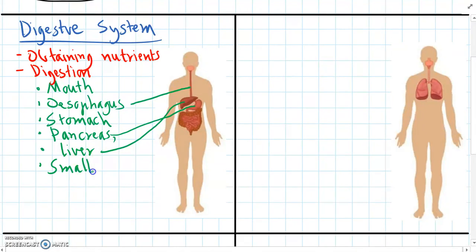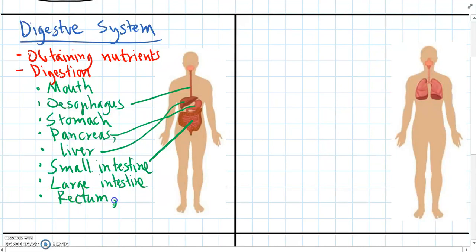Once the food is broken down, it moves into the small intestine. And that's where most of the food gets absorbed into our body for us to use as energy. Then it moves into the large intestine, where a few more bits are absorbed. And then the last part is the rectum and the anus, where the waste food is gotten rid of out of the body. So that's the structure and the function of the digestive system.